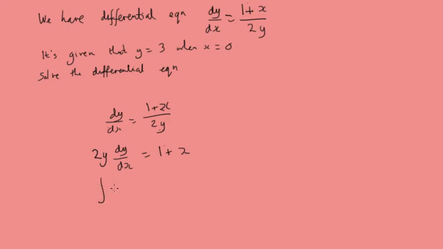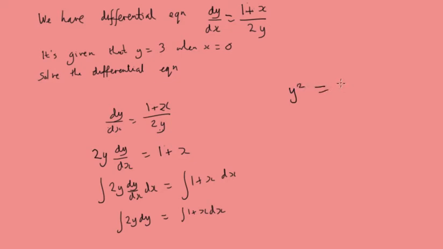So now we can do our integral. 2y dy by dx equals the integral of 1 plus x dx. So that's going to give us the integral of 2y dy equals the integral of 1 plus x dx. I'm being overkill, but I just want to make sure you understand that step. And so then we integrate like we normally do. So it's y squared equals x plus x squared over 2 plus some constant c.